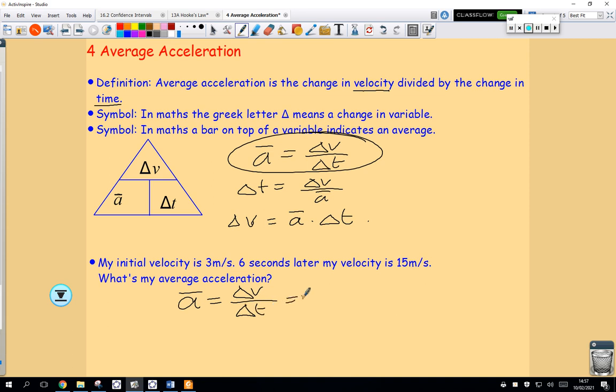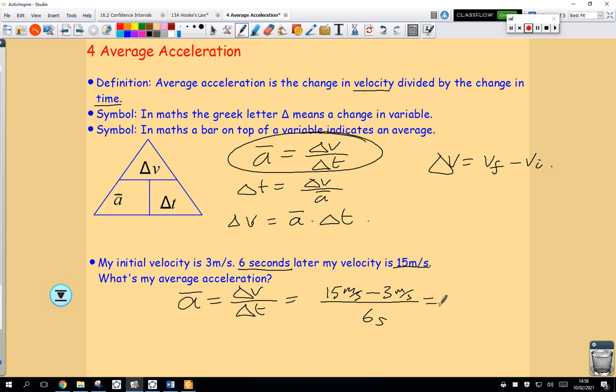Change in velocity is final velocity subtract initial velocity. Remember, change in any variable is the final value for that variable minus the initial value for that variable. So change in velocity is going to be my final velocity, which is 15 meters per second, subtract my initial velocity, which is 3 meters per second, divided by my change in time, which is given as 6 seconds.